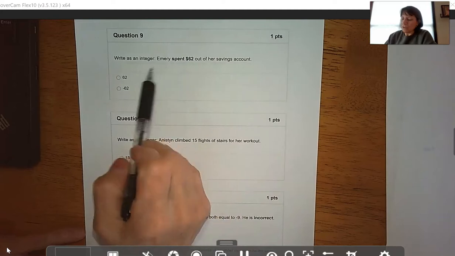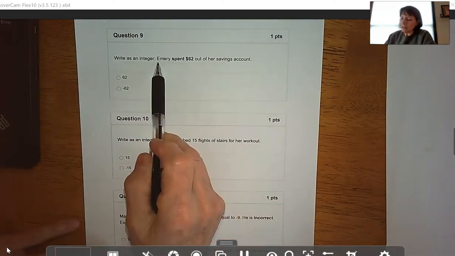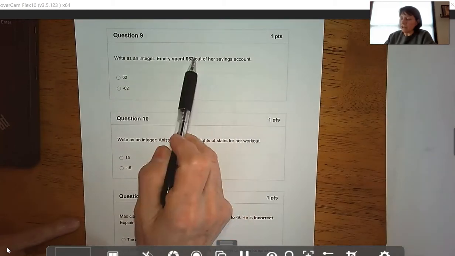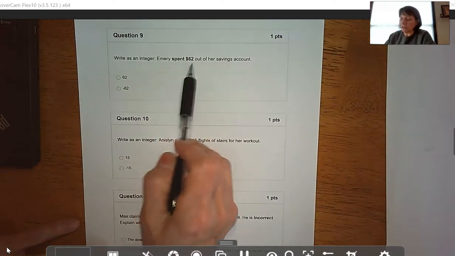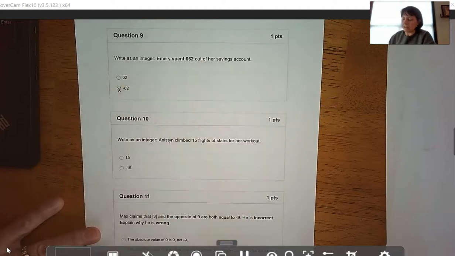Okay, moving on to writing integers now that will represent situations. This says Emery spent $62 out of her savings account. So she's down $62. She had $62 and she spent it, it's gone. She's down $62. So that's going to be a negative 62.